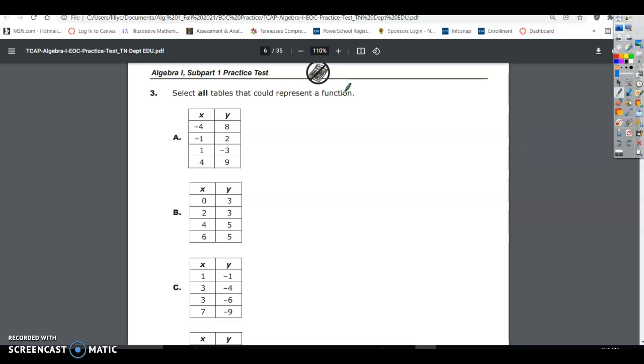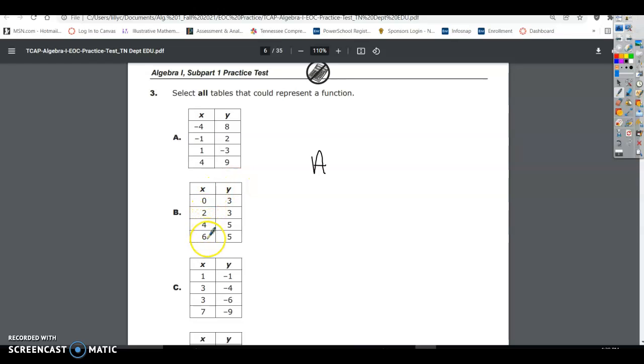They're all unique. If it were a graph, you would look to see if it passes the vertical line test. But because this is a table, all we have to do is look at the x values. Okay, only the x values matter. So -4, -1, 1, 4. That means A is a function.